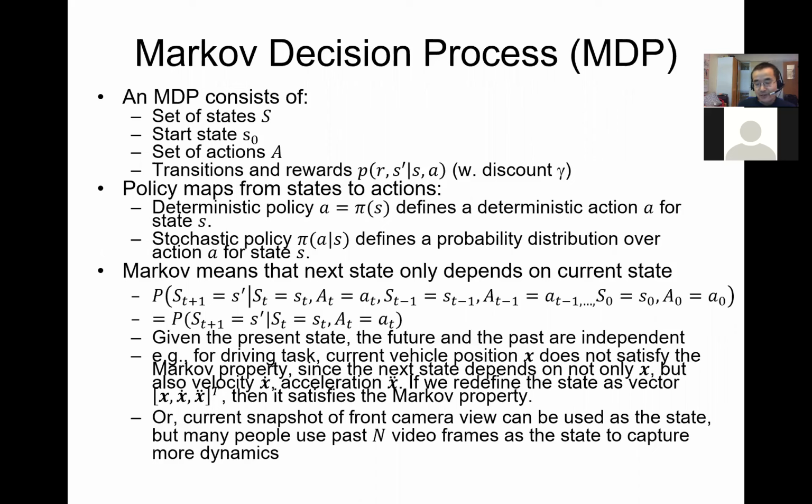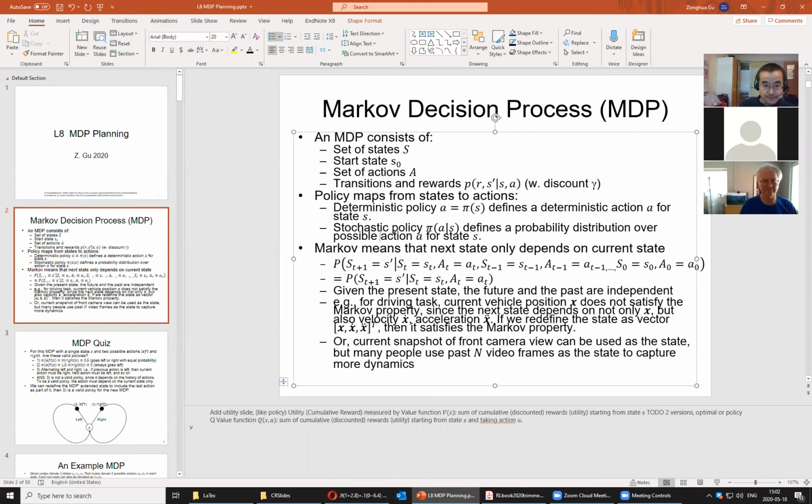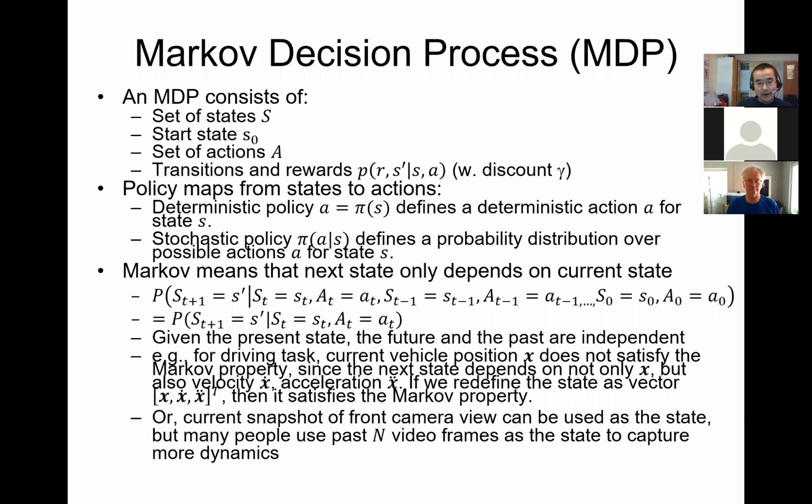The policy can be deterministic, which maps a state into an action, or stochastic, which maps a state into a probability distribution over possible actions. Markov means that the next state only depends on the current state. So the current state captures all the past information. There's no need for looking further back into the past.